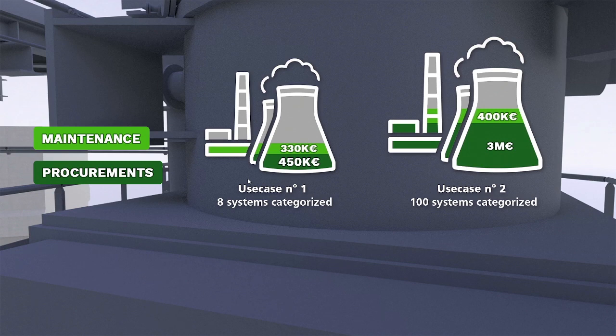Then there's another site that's categorized 100 systems, so they went all in. Maintenance-wise, they're saving $400,000 per year, and procurement up to this point, they've saved themselves $3 million in procurements. And those procurement costs are, as you're aware, one-time costs. Those maintenance savings are ongoing savings. So it's every year they're saving that. They're spending that less every single year, year after year.